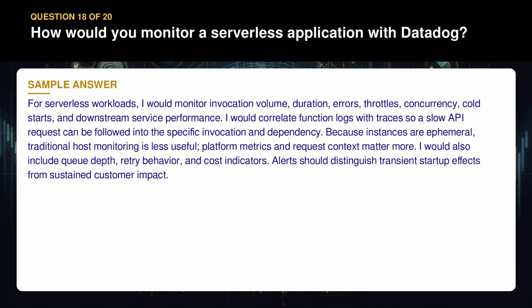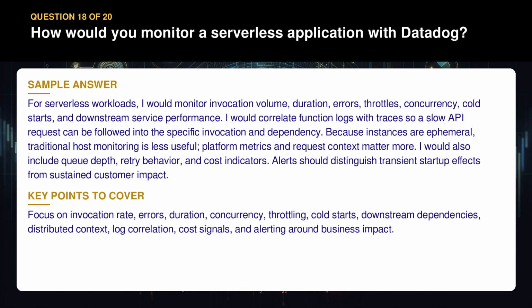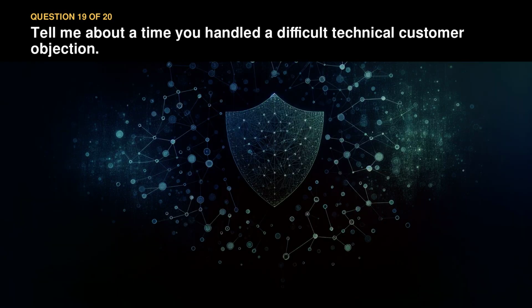I would also include queue depth, retry behavior, and cost indicators. Alerts should distinguish transient startup effects from sustained customer impact. Focus on invocation rate, errors, duration, concurrency, throttling, cold starts, downstream dependencies, distributed context, log correlation, cost signals, and alerting around business impact.